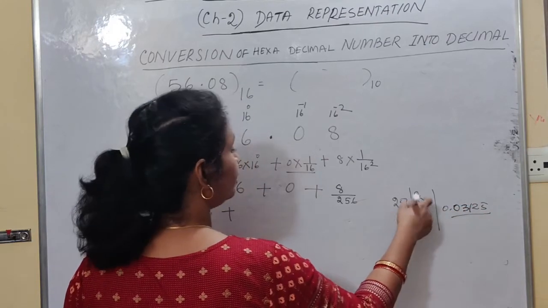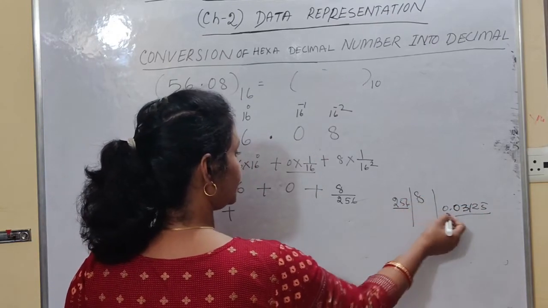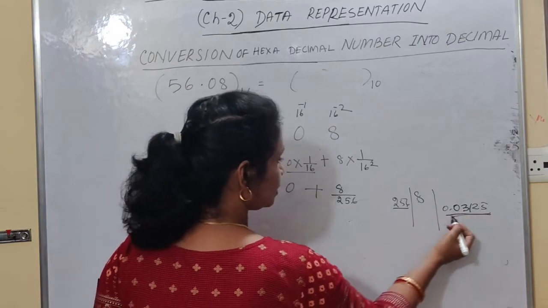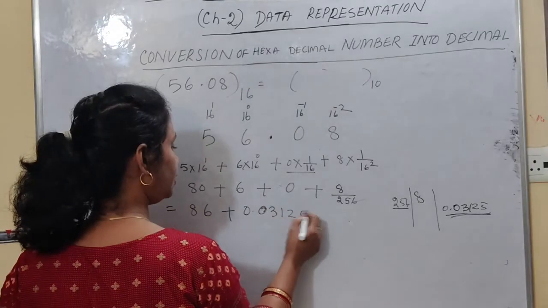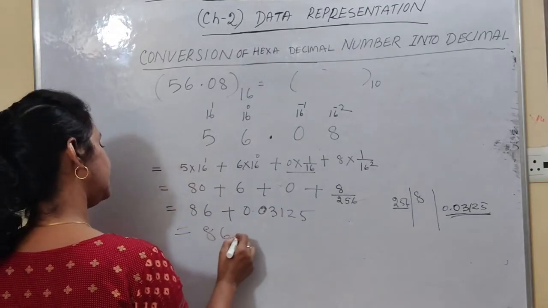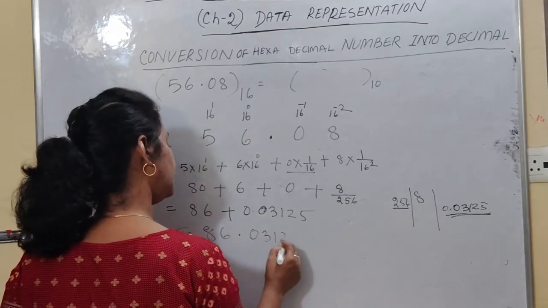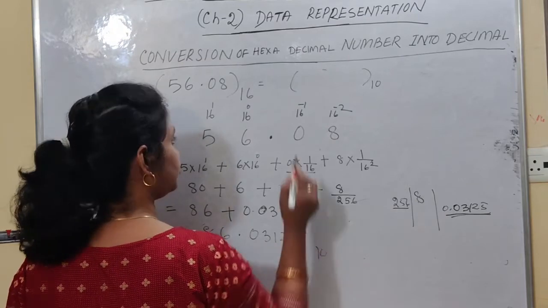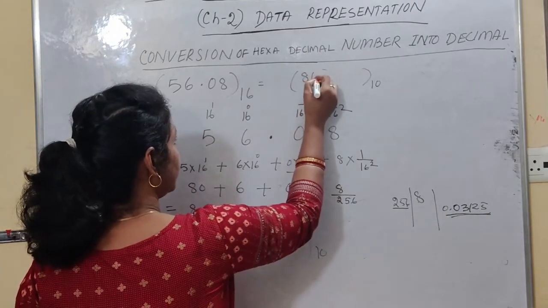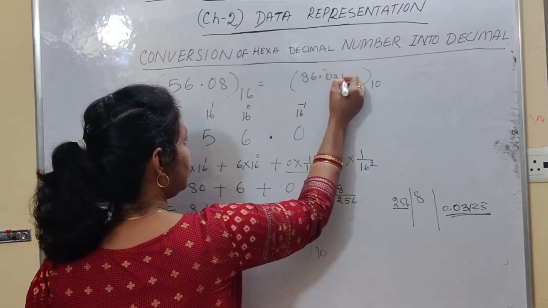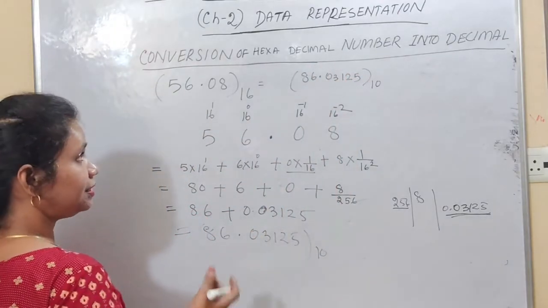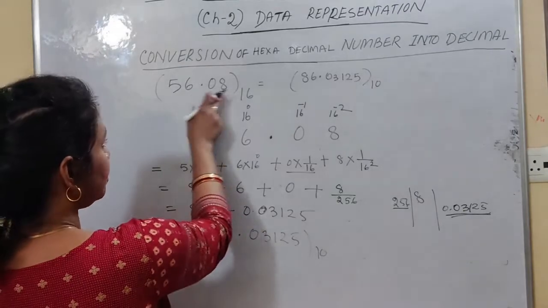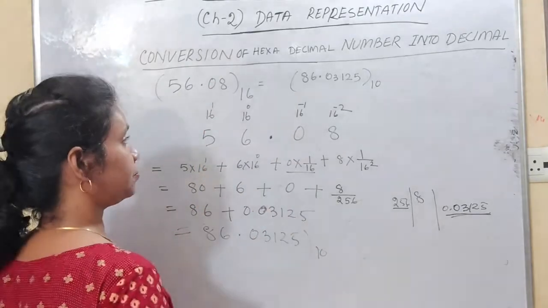If you divide 8 by 256, then the fractional number you will get is 0.03125. Now you have to add this, that is 86.03125. This is your decimal number. So write the answer 86.03125. So in this way you can convert a hexadecimal number, but if it is in fractional form, then you have to follow the same process.